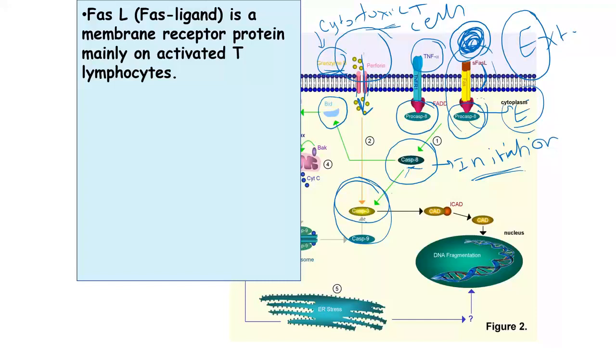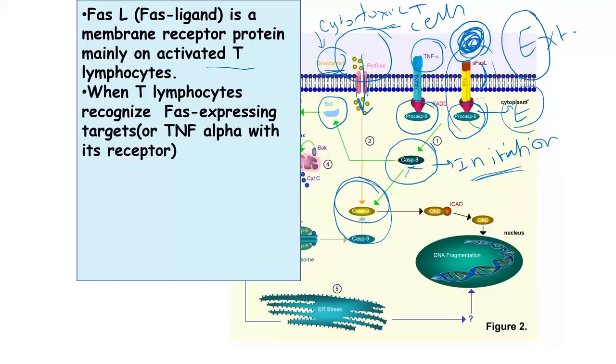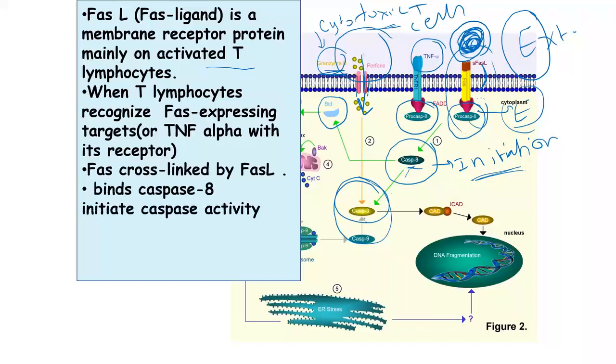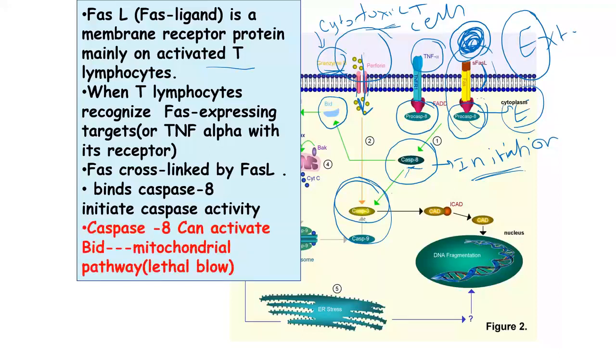So the cytotoxic T cell actually wants to kill the cell by all means. So it starts by engagement of the Fas with the Fas-L on the membrane receptor protein present on the activated T lymphocytes, and this engagement will lead to what? This will lead to activation of procaspase 8. Fine.